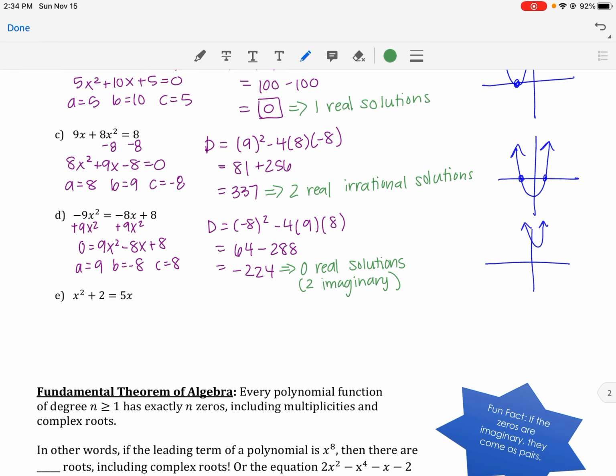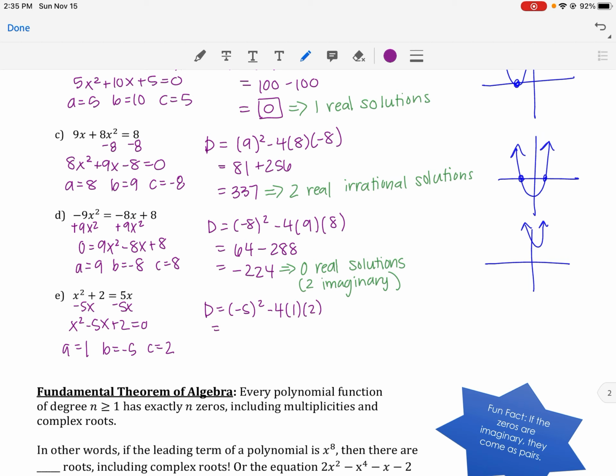So we've got, almost in standard form, not quite. We're going to subtract the 5x from both sides. So we get x squared minus 5x plus 2 equals 0. A equals 1. Remember, A, like the value will only be 0 if there's none of it there. So like it won't even be in the equation. Okay, our discriminant equals negative 5 squared minus 4 times 1 times 2.